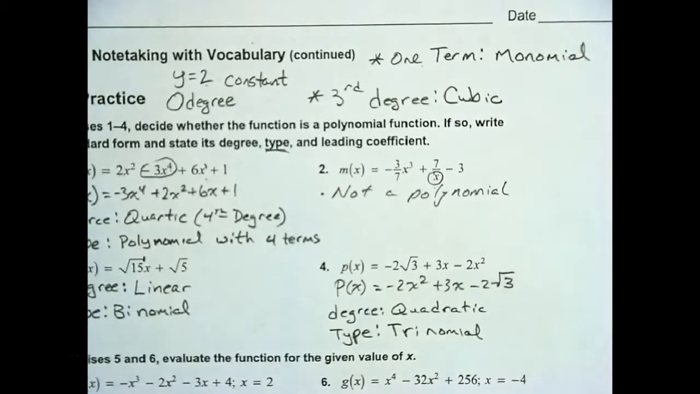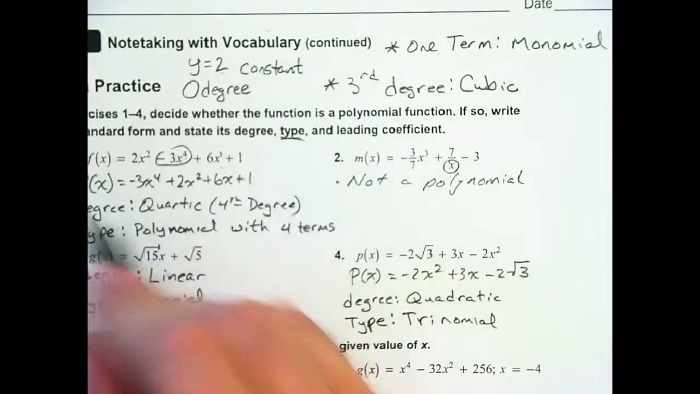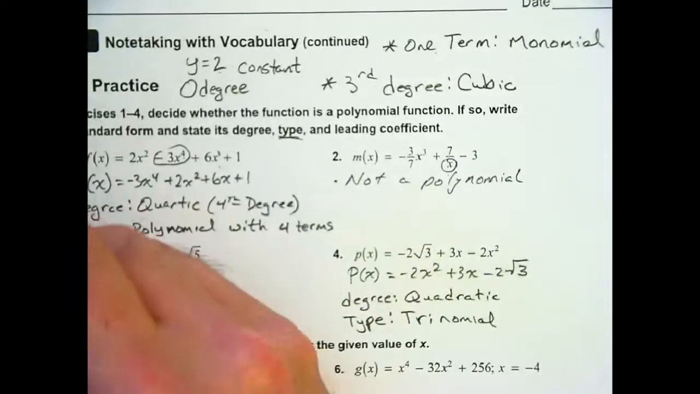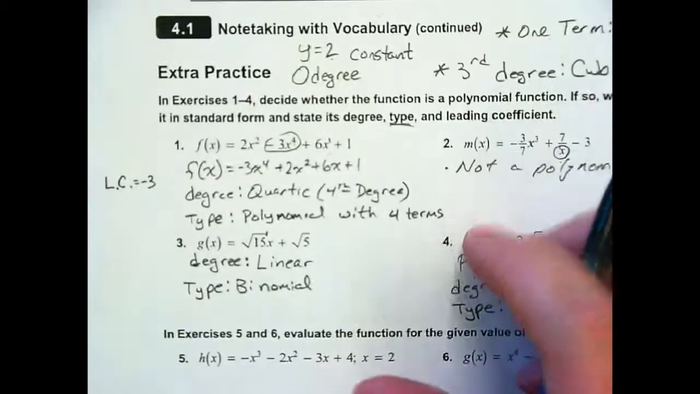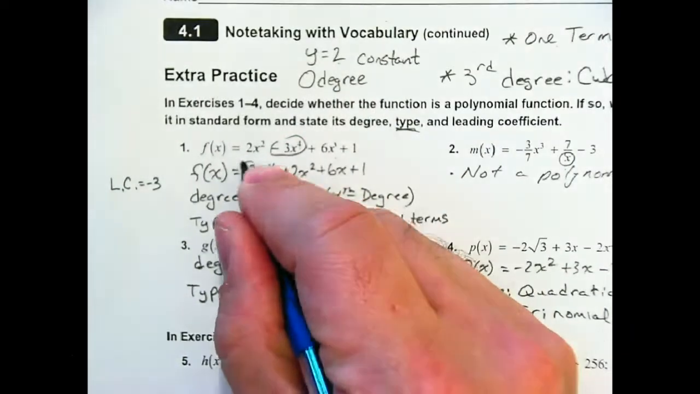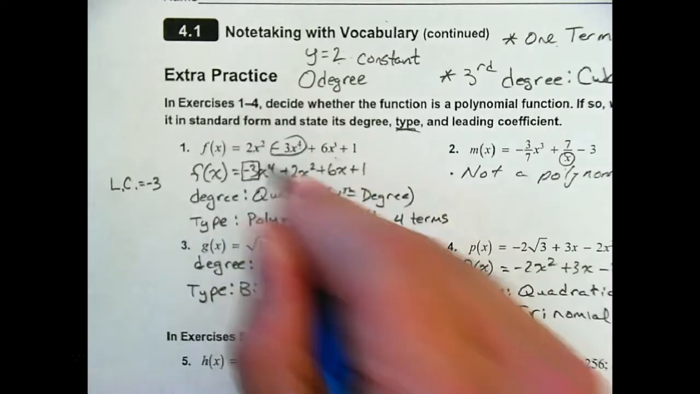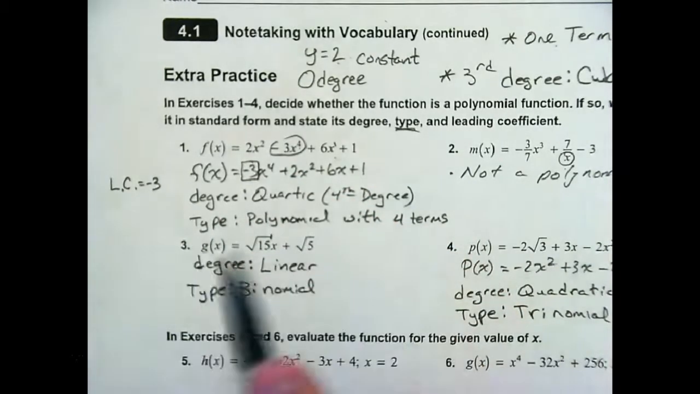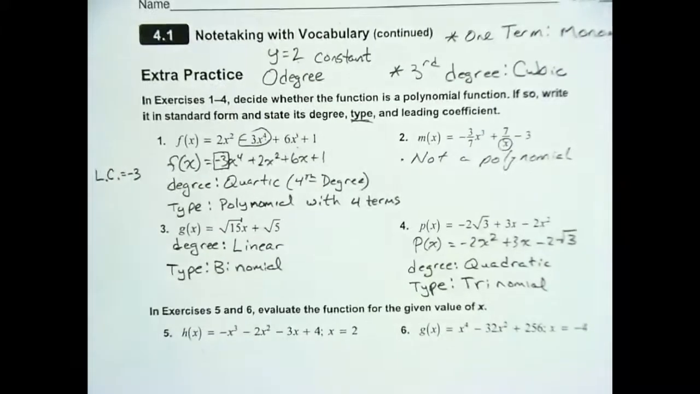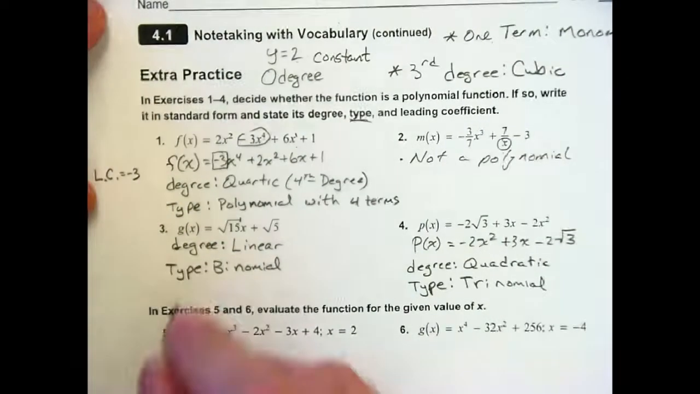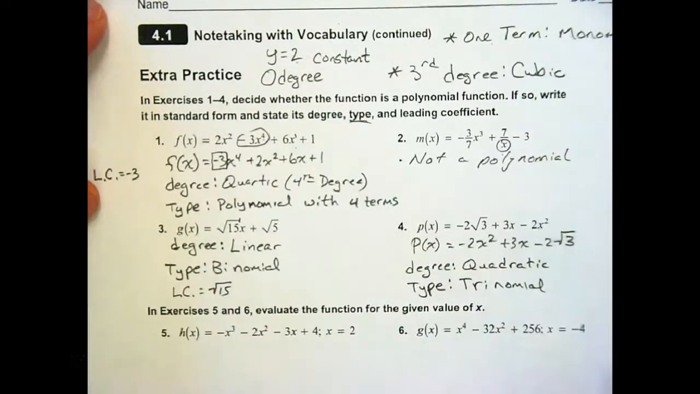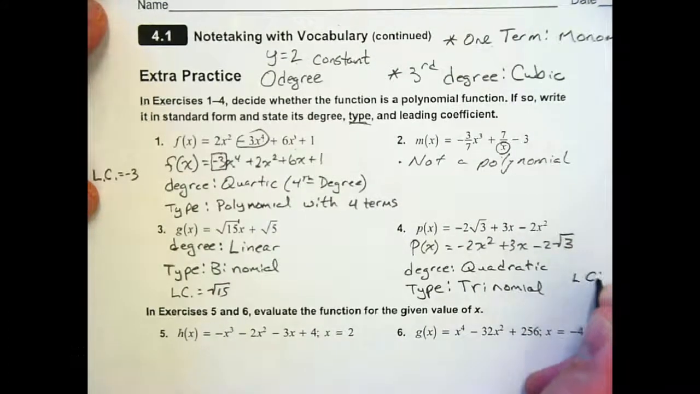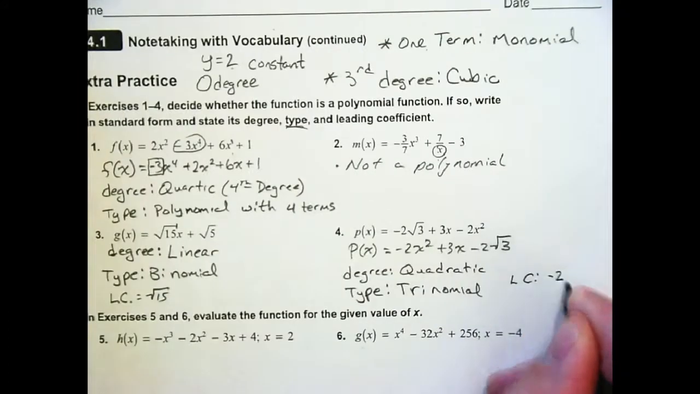Leading coefficient. What is the leading coefficient in this? Yeah, Kai? The leading coefficient is -3. Thank you. The leading coefficient is the number attached to the variable with the highest power. It's called your leading coefficient. Okay, what is your leading coefficient in number 3? 15. And the leading coefficient here? -2.